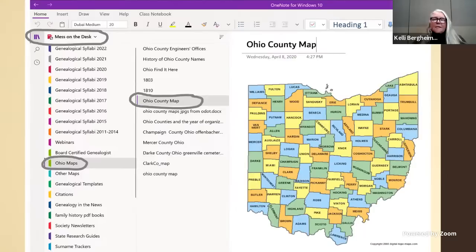You know, I need to look at where are some of the records? Where am I going to find them? Was Gallia County always a county? You know, Ohio, when we were first founded, only had a handful of counties, just five or six. So where would those records be located? So I have lots of things like this, many, many resources in OneNote. So that's just my little plug for that company.